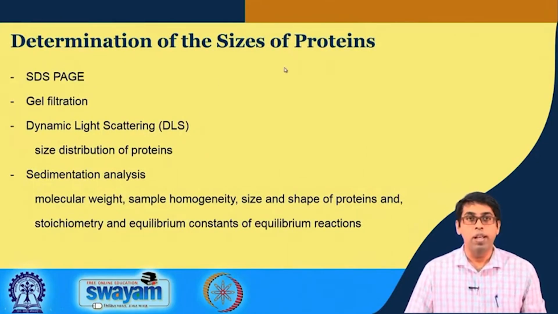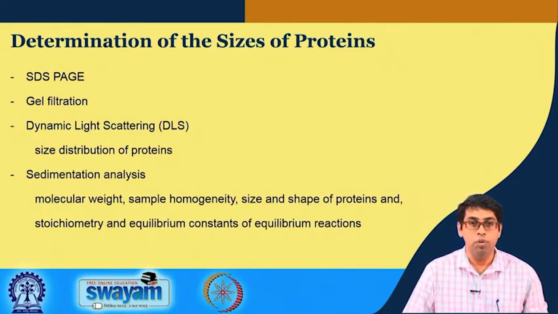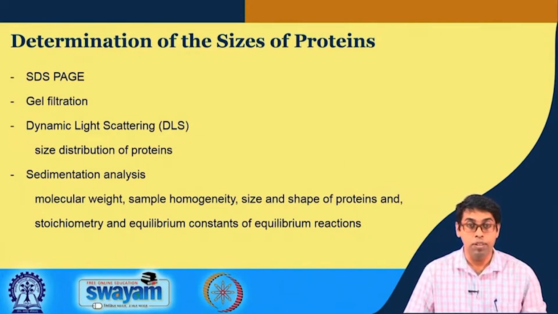So, at this point what we know is that our protein is correct because the molecular weight matches the expected molecular weight from the sequence. We know the concentration of our protein and we know that our protein is pure. These are based on SDS page, gel filtration and measurement of UV absorption.